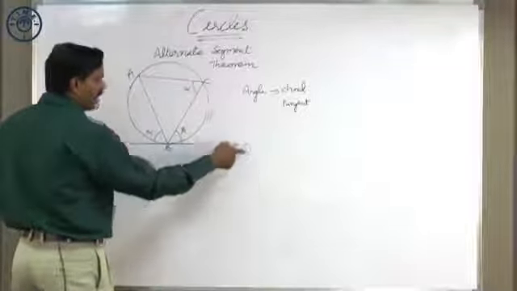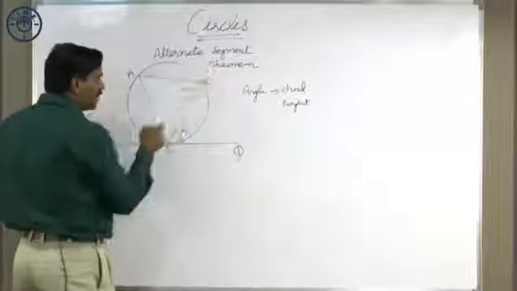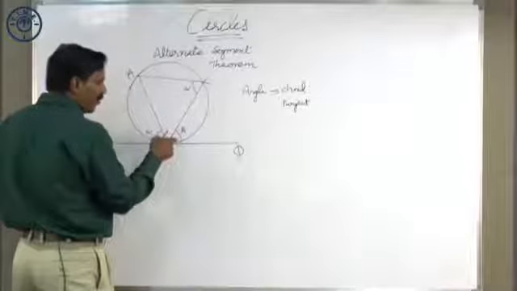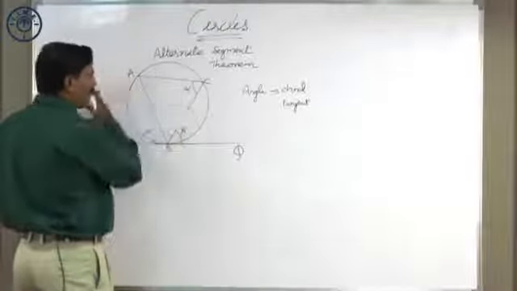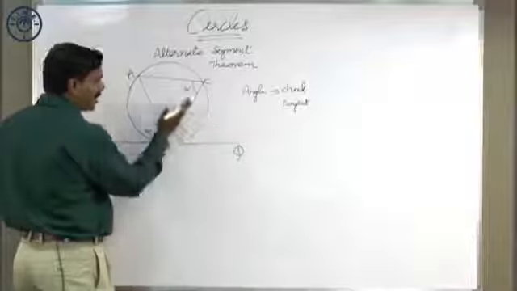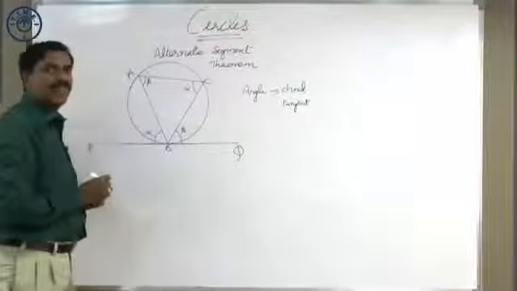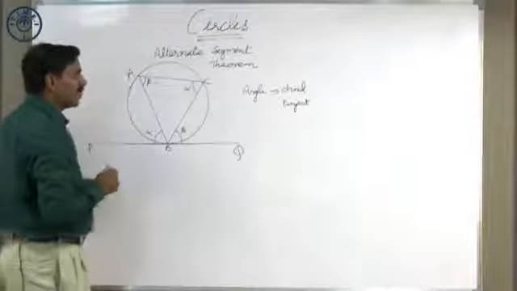In that case, as BQ is a tangent and BC is a chord, the angle made by the chord and the tangent at the point of contact should be equal to the angle in the alternate segment. This is one segment of the circle, the alternate segment is this one. So this is also equivalent to beta. That is basically the alternate segment theorem.